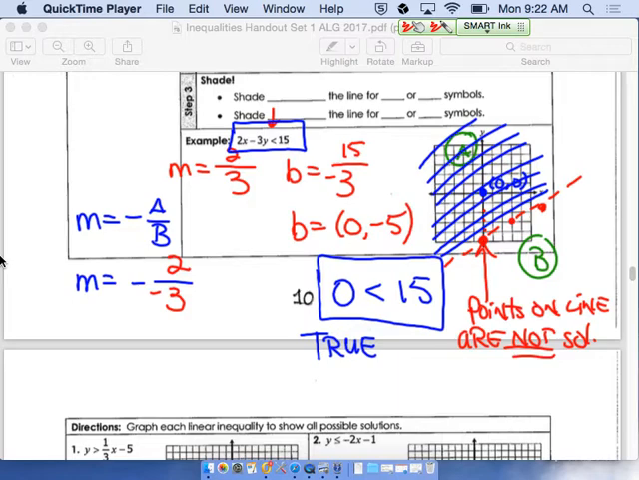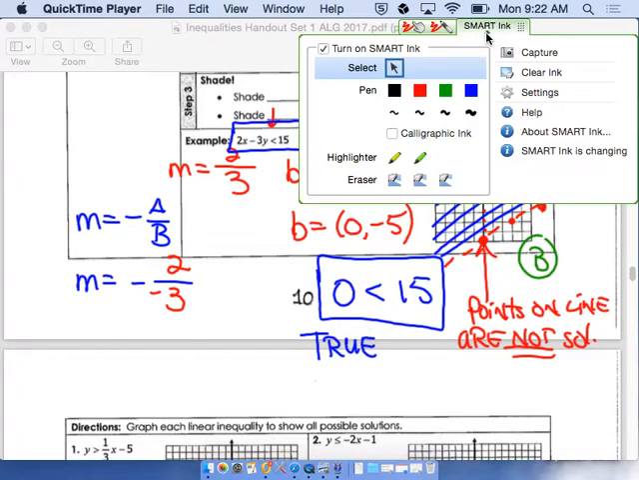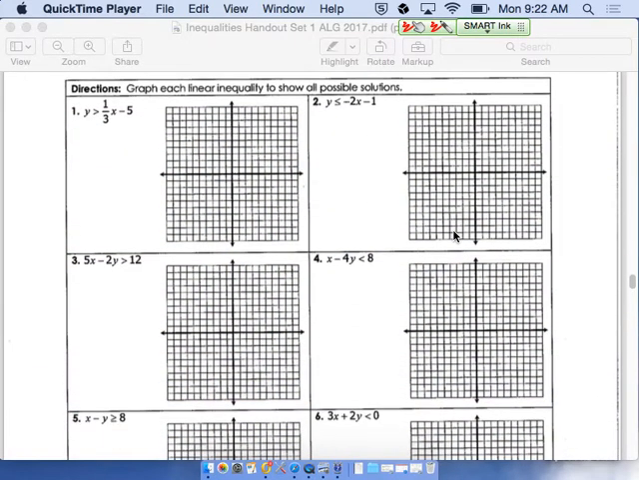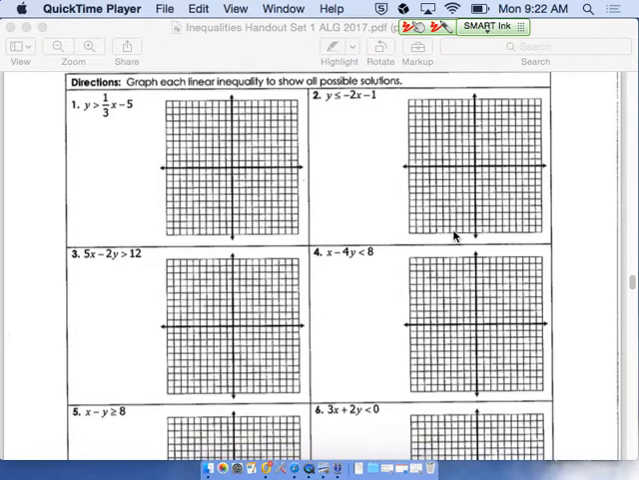Okay, let's do another example. Number 1 is already presented for you in slope-intercept form, so let's graph that. Negative 5, and my slope is up 1 and over 3. And plot as many points as the graph will hold so that you get a good representation.